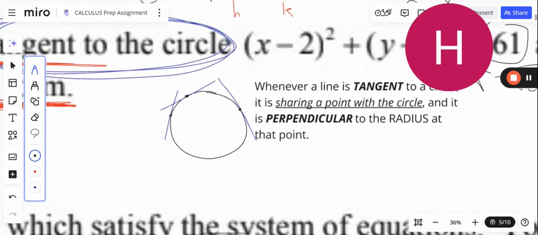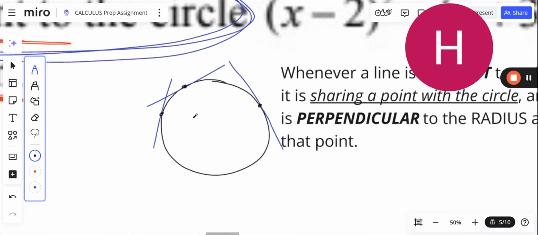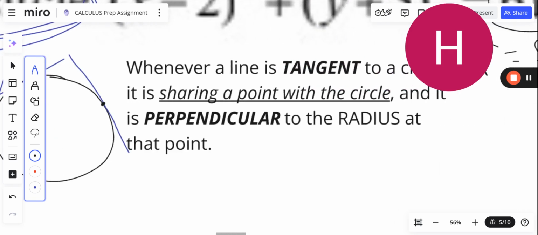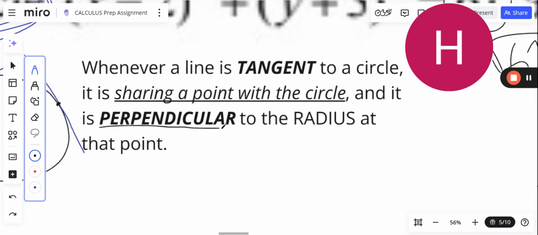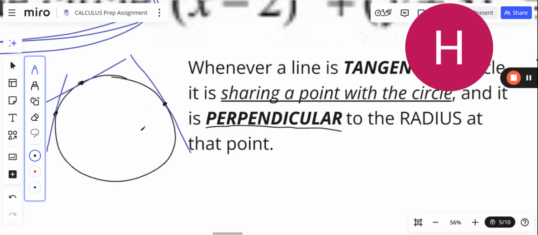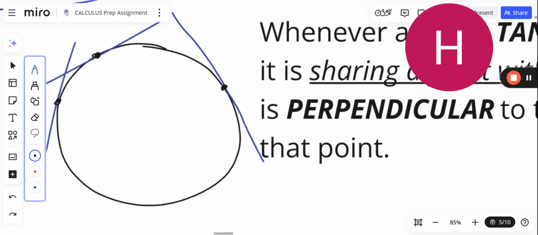But what else is really important about lines? The slope. We're told that the tangent line is not only sharing a point, it is perpendicular to the radius at that point. So let's take a look at the radius. Remember, the radius is the distance from the center to the circle. Or I guess I should say it's a line segment from the center to any point on the circle. So for example, there's a radius.